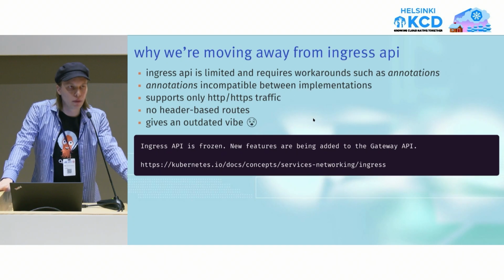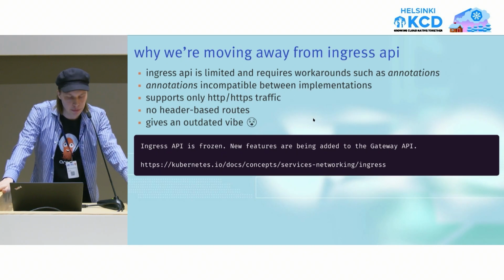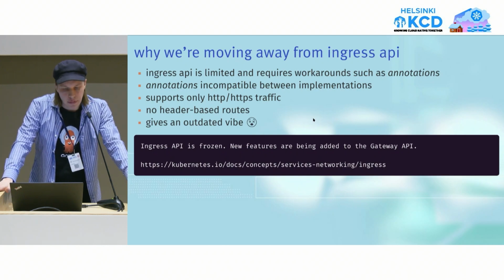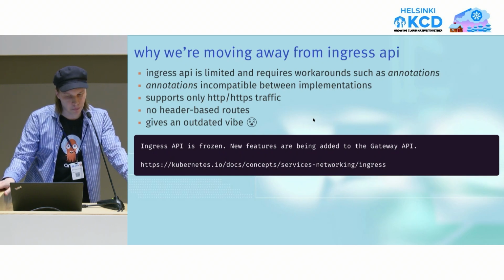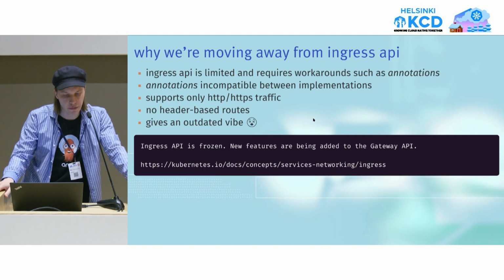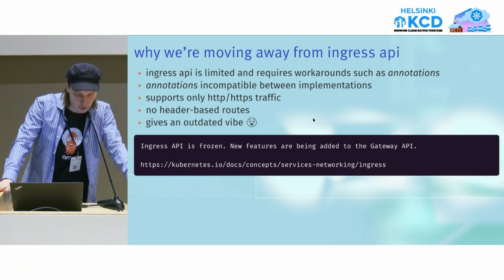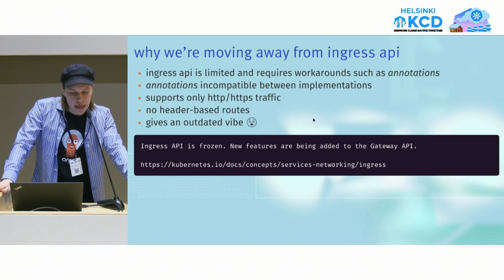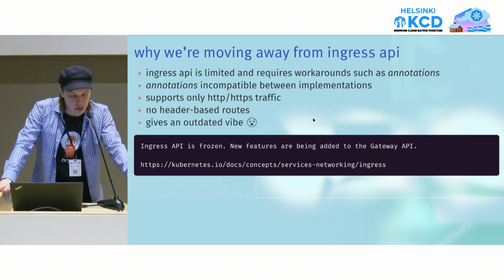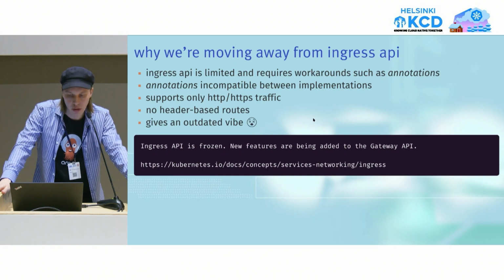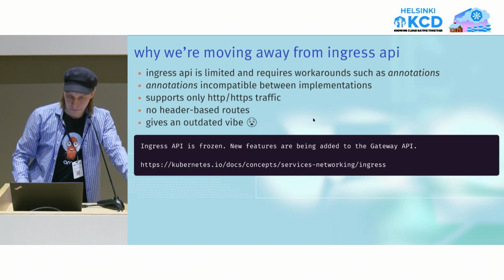So, why are we moving from Ingress? It's limited. It requires workarounds, annotations. It's incompatible between different Ingress controller implementations. Only HTTP, HTTPS traffic. No header-based routes, and in general it gives an outdated vibe, to be honest. And Ingress API is frozen right now. It's from the documentation, so there will be no more features in the Ingress API. So we are moving to Gateway API.